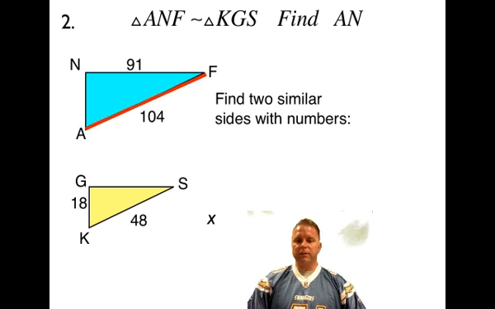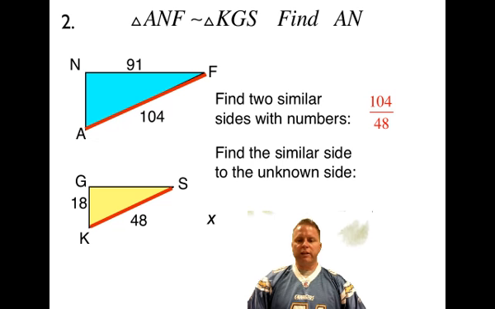So hopefully you went with AF and KS. So I went 104 over 48, so I went blue triangle over yellow triangle. Now I need to find the side similar to the unknown side. Well, the unknown side is AN on the blue triangle. So looking at the blue triangle, let's go to green, I'm sorry. What side matches up with AN?